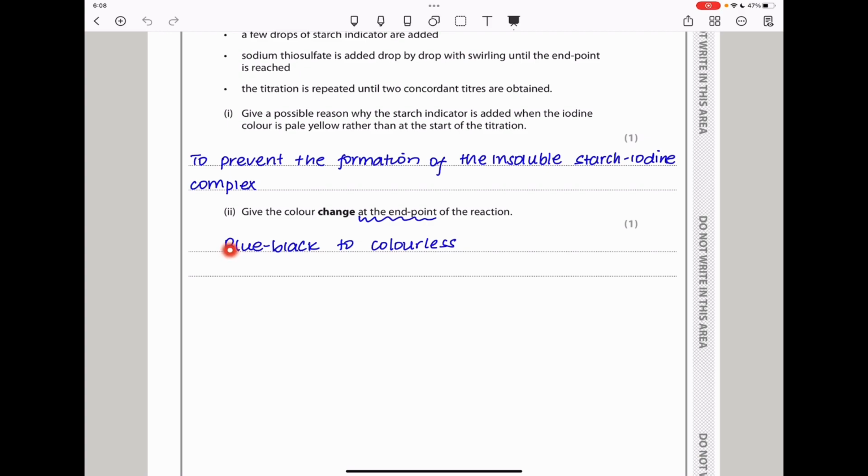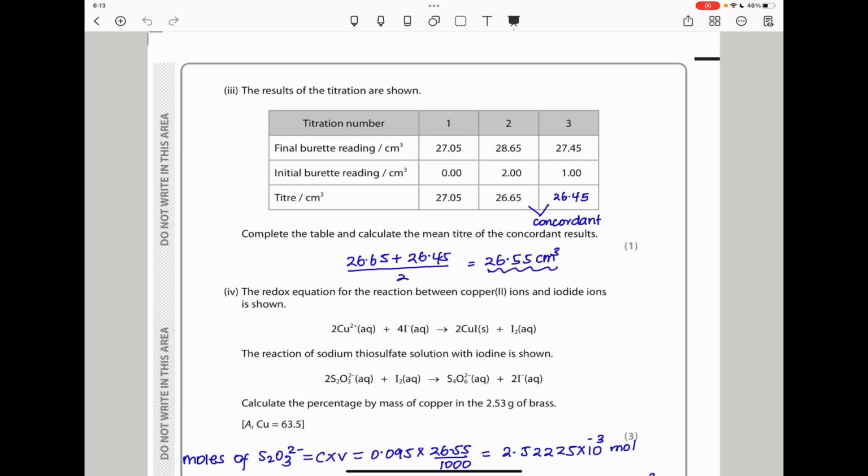So another part says give the color change at the end point of the titration. The color change here should be blue-black to colorless. The results of the titration are shown. So we see there is a Titer 1, Titer 2, and Titer 3. And here they say the final burette reading, initial burette reading, and then the titer value. So they wanted us to find this. It should be 27.45 minus 1.00, which gives us 26.45.